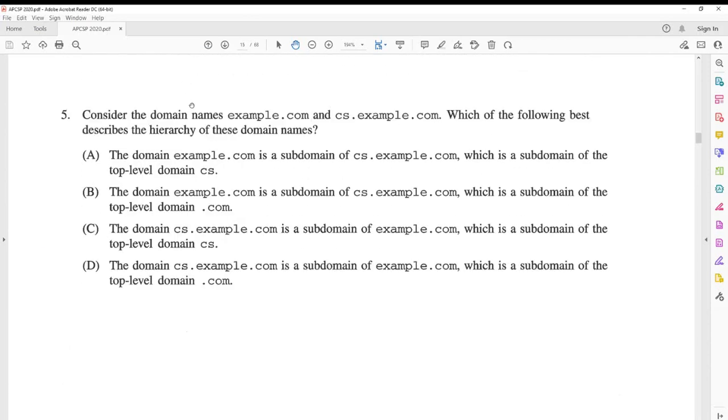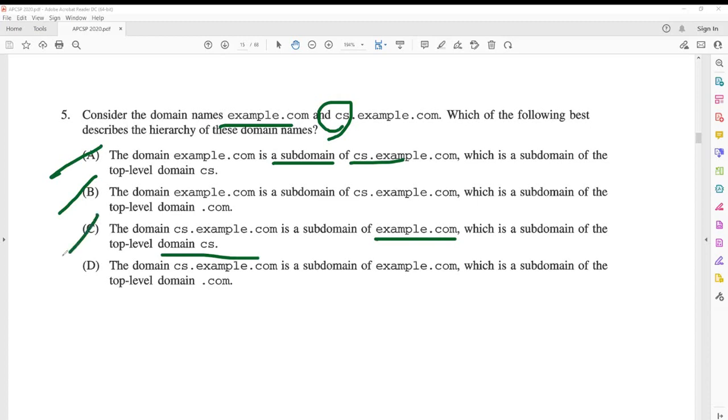Number 5. Consider the domain example. This one is a domain name. Domain name is like this. CS is the subdomain name. Which is the best description of the hierarchy of the domain name? This one says the domain name is a subdomain of this? No, it's wrong. The other is wrong. Example is okay. This is wrong. CS is the subdomain of this, which is a subdomain of the CS? No, this is wrong. This one is a subdomain of example.com and a subdomain of .com. Yes, D. .com is a top level root domain. So this one is D.